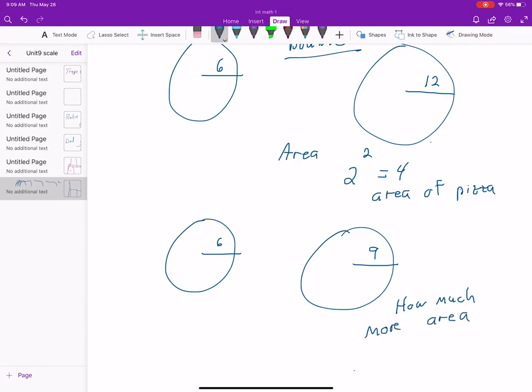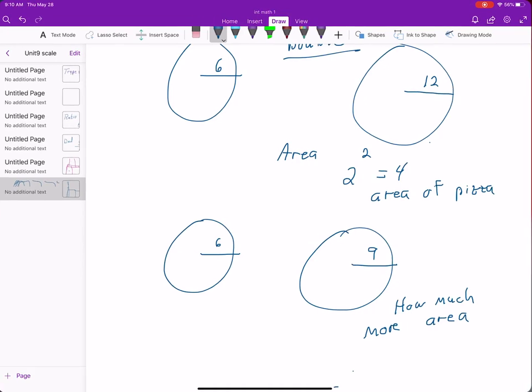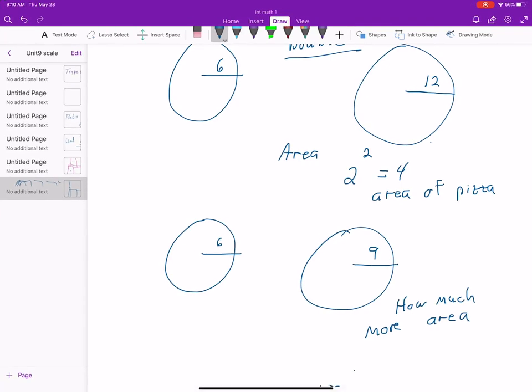Okay, we're just strictly talking about area. Well, we don't know what the scale factor is, right? We'd have to find the scale factor. So let's do that. If we take 9 and divide it by 6, remember that's going to tell us what the scale factor is.